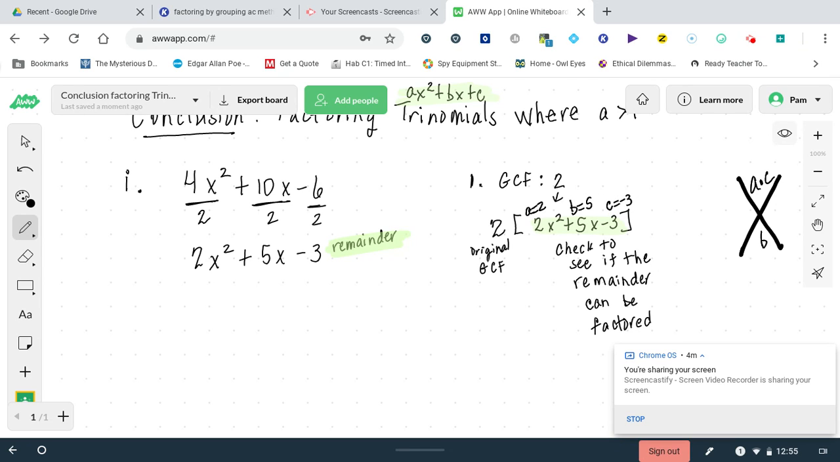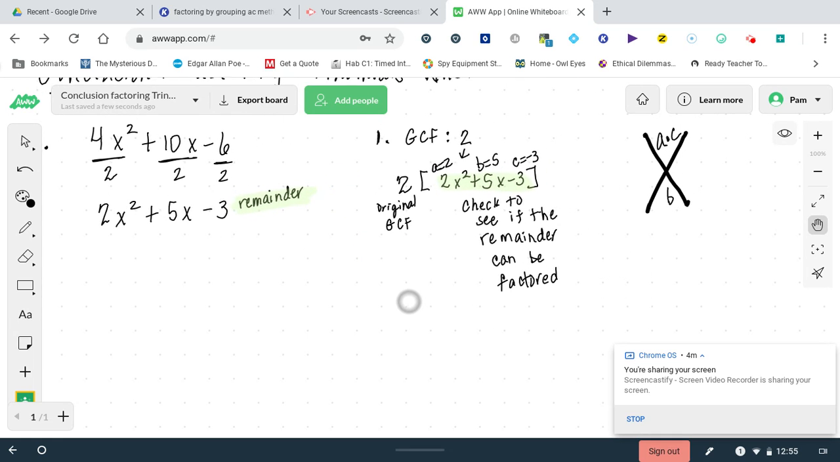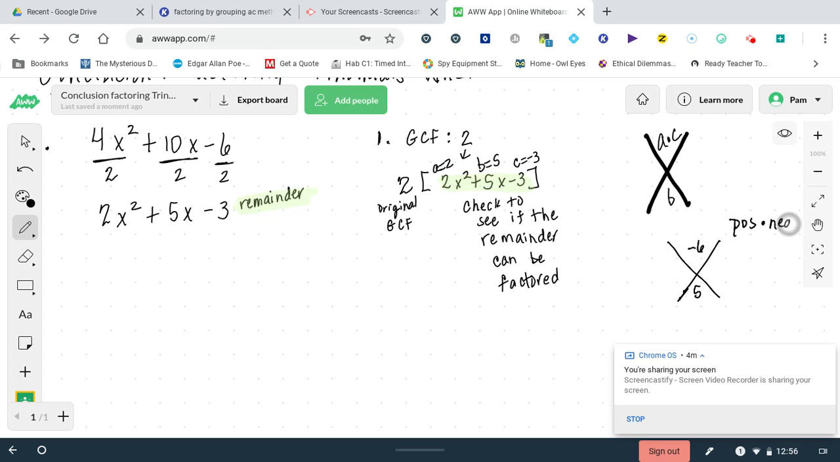So when I multiply A times C, and I need a little more room, when I multiply A times C, I actually end up with negative 6. And then my bottom number will be 5. All right, so I want to see what multiplies to give me negative 6. Because it's negative, I know that I have a positive times a negative. Now I look at this bottom number here and I say, okay, it's positive.